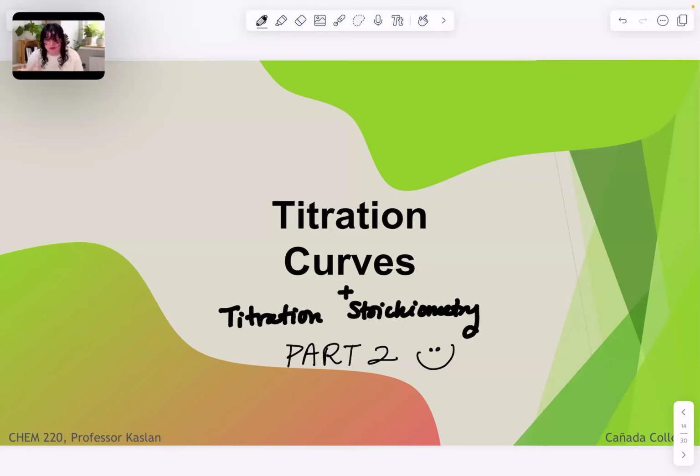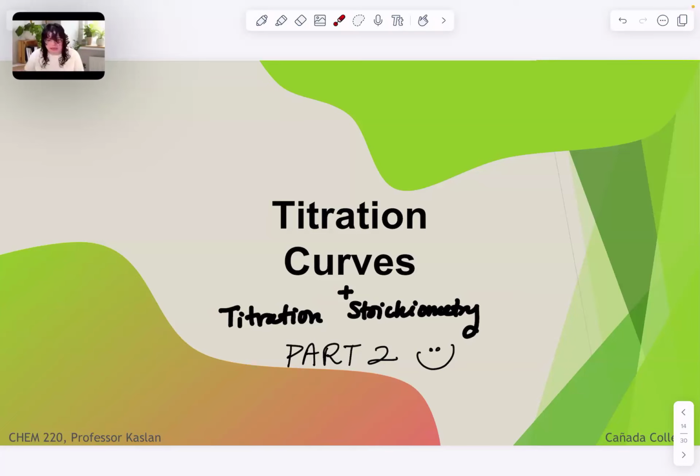So we are going to, in this video, continue our conversation about titration curves with an emphasis on titration stoichiometry. In our last video, we went over why titration curves are shaped the way they're shaped. So it was kind of a conceptual walkthrough of why a titration curve behaves the way it does. And now we're going to prove that to ourselves quantitatively by doing some mathematical calculations, aka some stoichiometry.